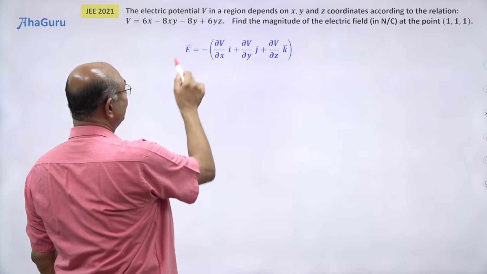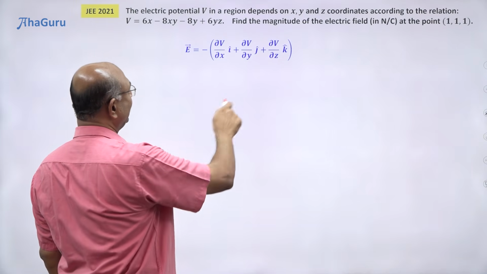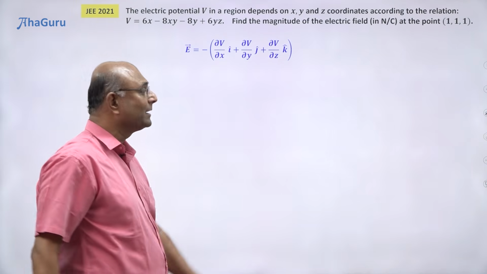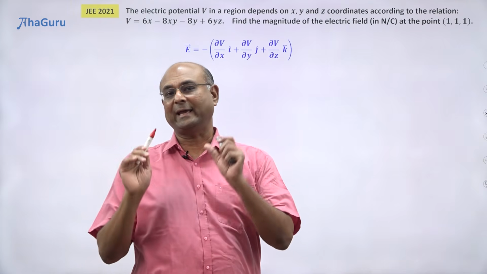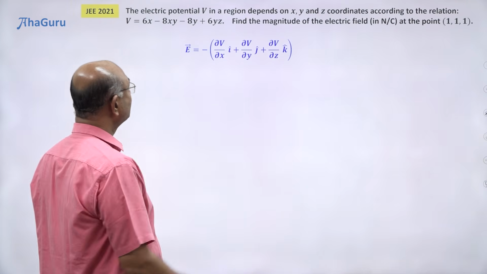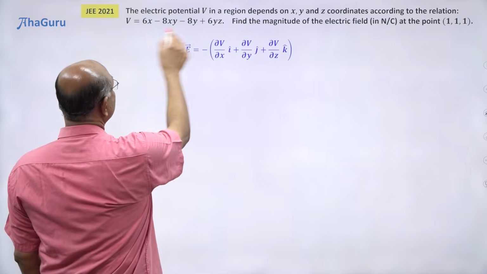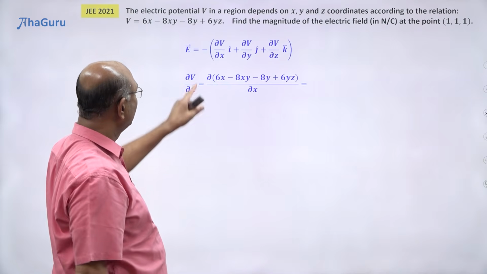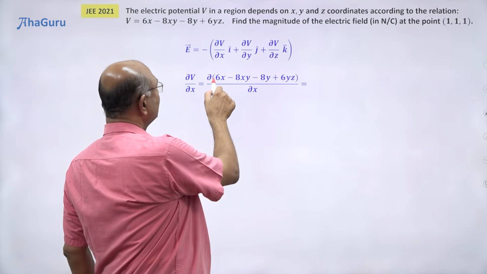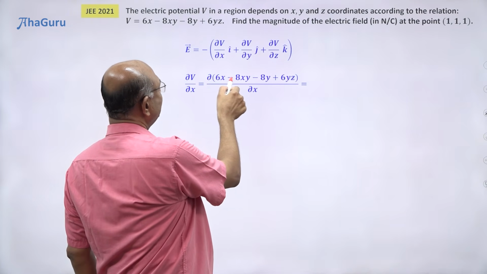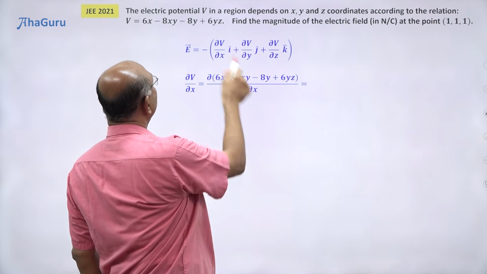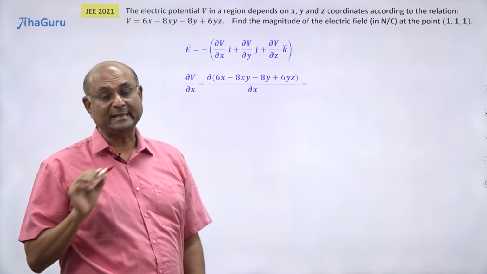E is minus of dou V by dou x i cap plus dou V by dou y j cap plus dou V by dou z k cap. So all I have to do now is to find dou V by dou x, dou V by dou y, dou V by dou z. So this is V. So dou V by dou x of this, which is V, 6x minus 8xy minus 8y plus 6yz.